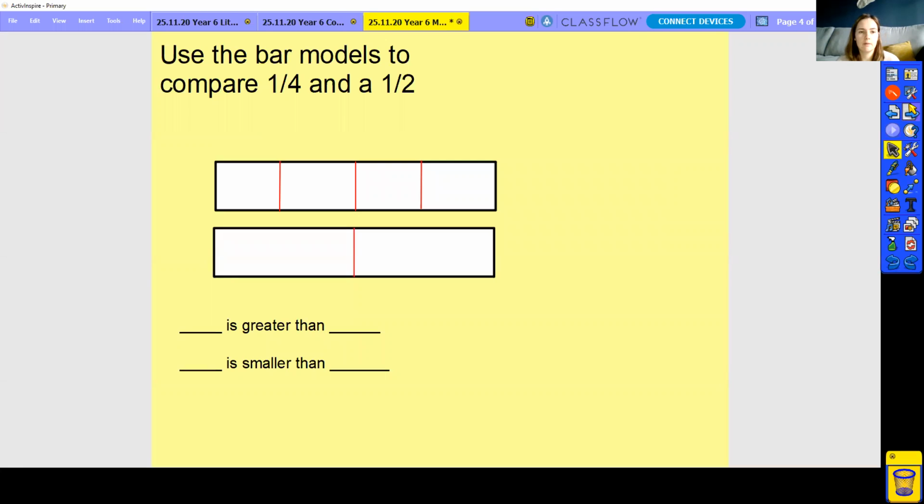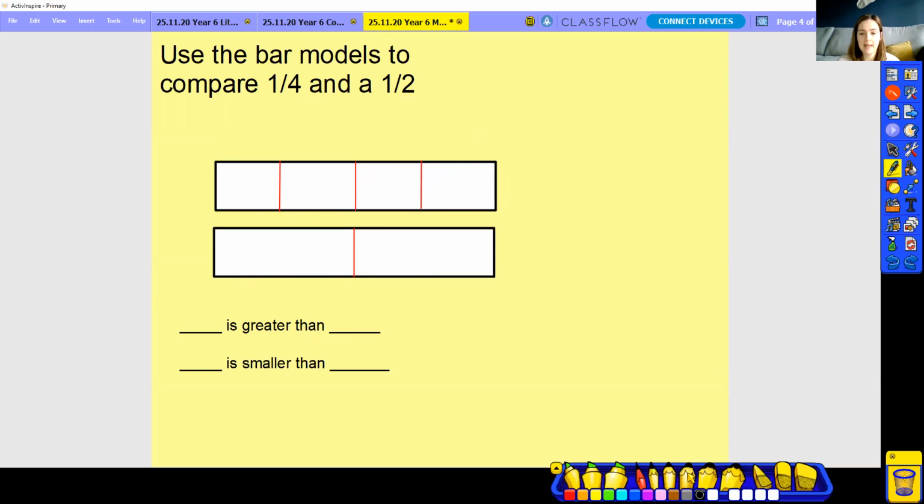So here we're going to use the bar model to compare a quarter and a half. The bar model is split into 4 pieces, these are quarters, and this one is split into 2 pieces, so it's split into halves. So we want to compare 1/4 and 1/2. Let's do a quarter in brown. So that's 1 out of 4, so we're colouring 1 in. The second one, let's do this one in purple. It says 1/2. So that's 1 out of the 2, so let's colour this one in.